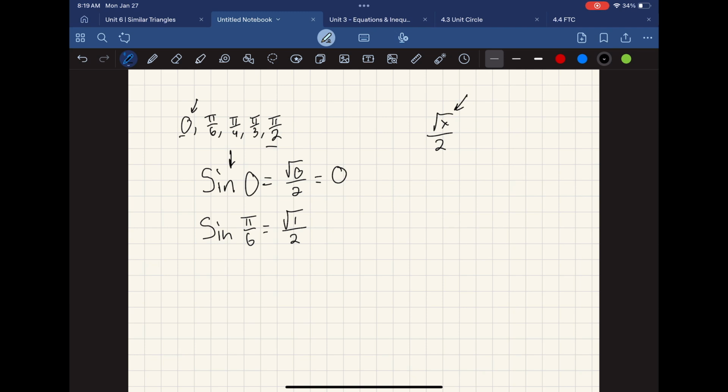So your first angle is angle 0. Your second angle is angle pi over 6. 3 is pi over 4. 4 is pi over 3.